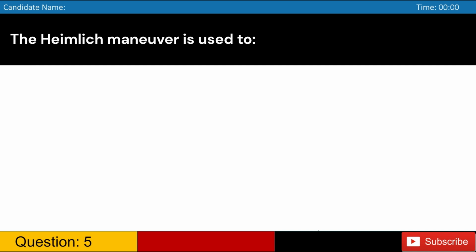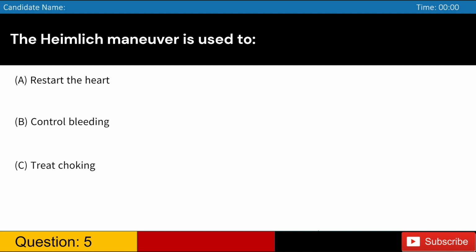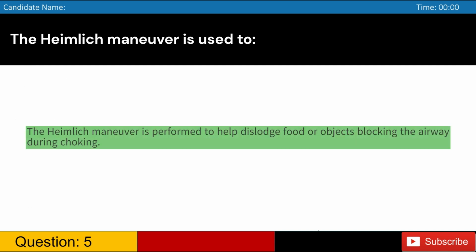The Heimlich maneuver is used to: A. Restart the heart. B. Control bleeding. C. Treat choking. D. Stabilize a broken bone. Answer C. The Heimlich maneuver is performed to help dislodge food or objects blocking the airway during choking.